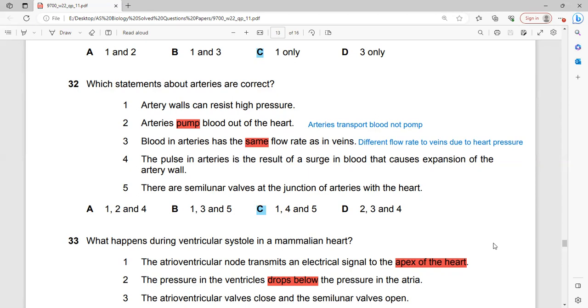Why? Because we can feel the pulse in the arteries, due to the systolic pressure of the heart. And there are semilunar valves at the junction of the arteries and the heart, to prevent the backflow of the blood. For example, the arteries which are connected with the pulmonary artery, or which are connected to the heart, have semilunar valves present at their junctions to prevent the backflow. So in this way, 1, 4, and 5 are correct options here.